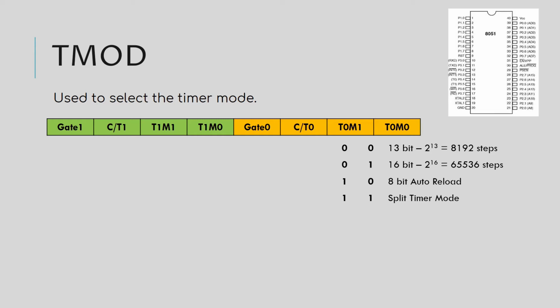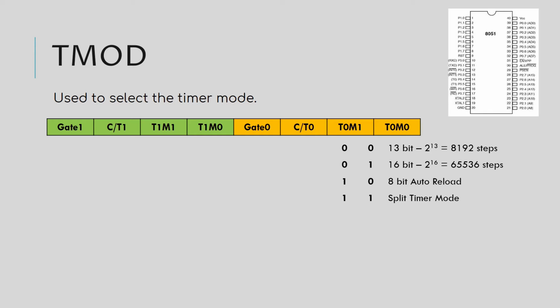So when M1 is 0 and M0 is 0, the timer is set at 13-bit. So 13-bit mode involves that the timer will count up to 2 to the power 13, that is 8192. So this process involves 8192 steps to reach the timer to its max value. When M1 is 0 and M0 is 1, the timer is set at 16-bit mode. So in 16-bit, the step size will be 2 to the power 16. Then the timer will need 65,536 steps to reach its max value.